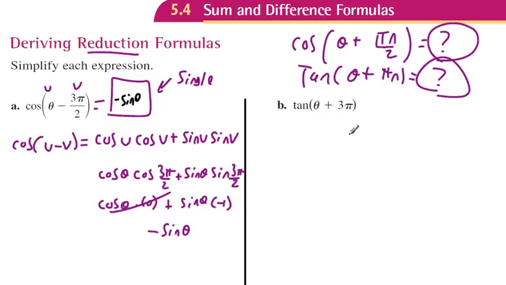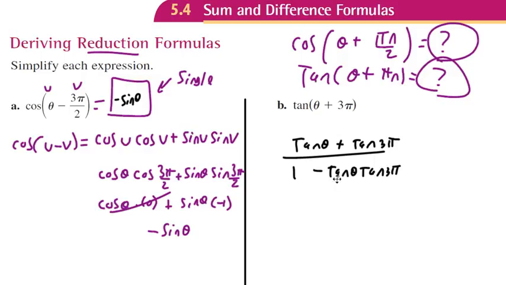All right, now let's come over here. We're going to do the tangent formula, and we'll just straight plug this in. So the tangent of theta plus 3 pi, using our sum formula for tangent, is going to be tangent theta plus tangent of 3 pi, all over 1 minus tangent theta times tangent of 3 pi. I think I got that formula right. Okay, so obviously this just stays at tangent theta, so I'm just going to leave that there.